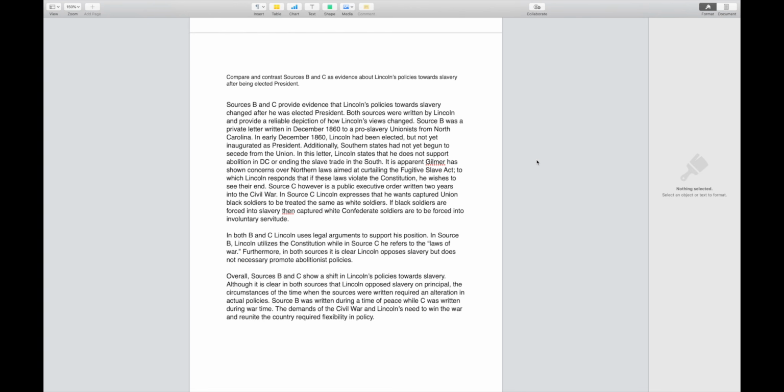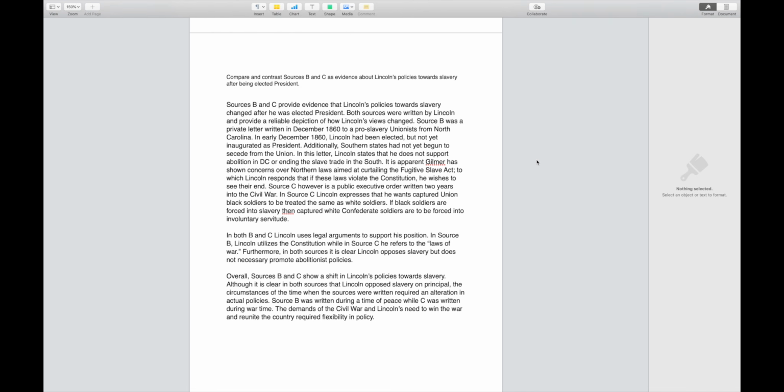Although it is clear in both sources that Lincoln opposed slavery on principle, the circumstances of the time when the sources were written required an alteration in actual policies. Source B was written during a time of peace, while Source C was written during a time of war. The demands of the Civil War and Lincoln's need to win the war and reunite the country required flexibility in policy.